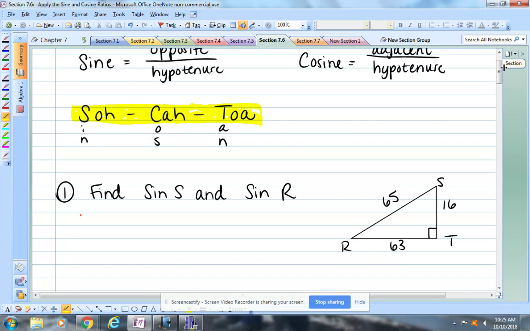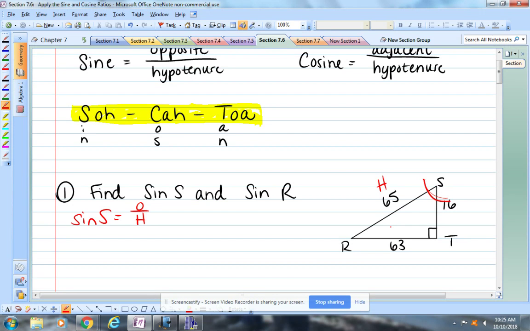Sine of angle S. Well, here's angle S. Sine is the ratio of what over what? Right. So sine of S is going to be its opposite over the hypotenuse. Now, the hypotenuse is the hypotenuse for every angle. Okay? The hypotenuse is always the longest side of the right triangle. It's always the length that is across from the 90-degree angle. So what is the hypotenuse of this right triangle? 65.